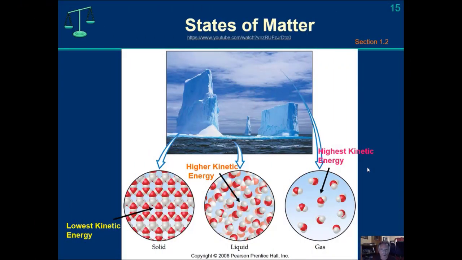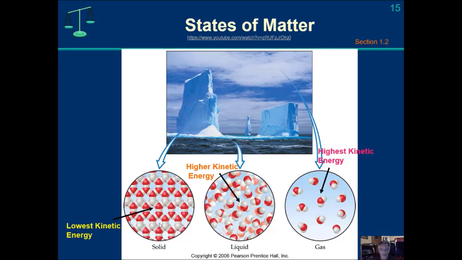So let's continue where we left off with the last video with states of matter. Now, going from solid to liquid to gas, solid to liquid is called melting or fusion. Liquid to gas is called vaporization. We can go in the reverse direction where we go from gas to liquid, which is a phase change called condensation, and liquid to solid, which we call freezing. You may be familiar with those terms.